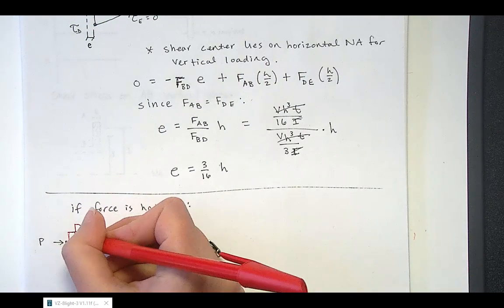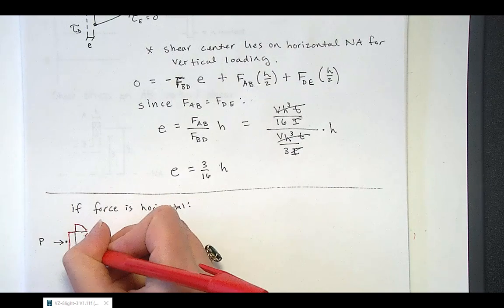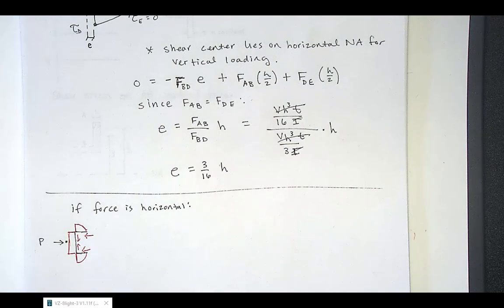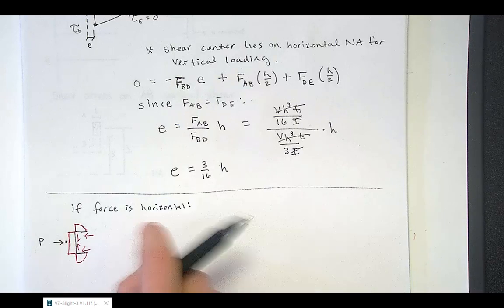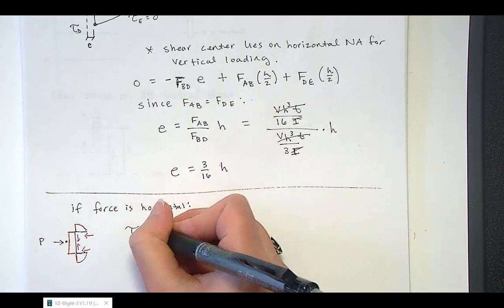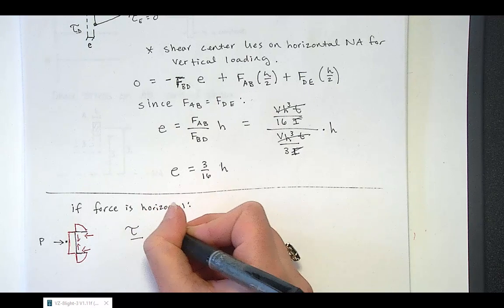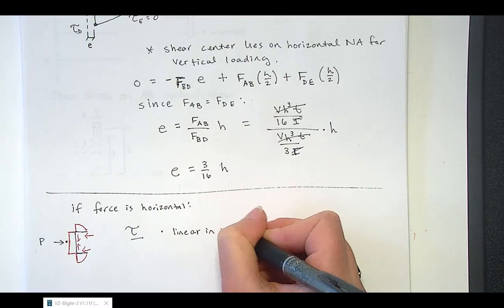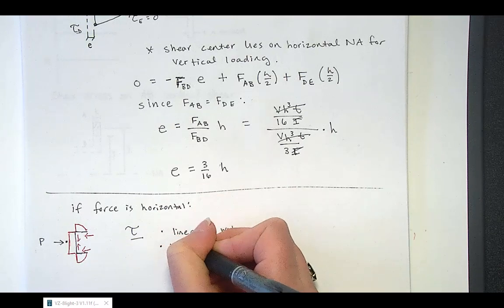And your forces would flow kind of like this for the P acting in that direction. And then if P was acting away from the channel, the direction of the shear stresses and forces would just reverse within the section. So your shear stress is linear in the web and nonlinear in the flanges.